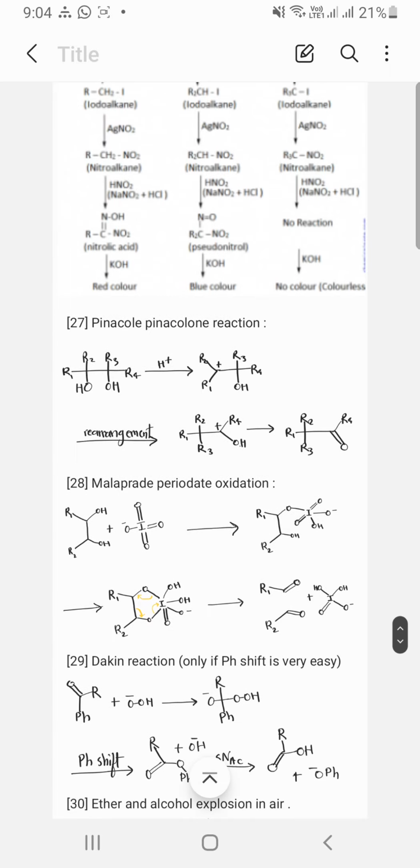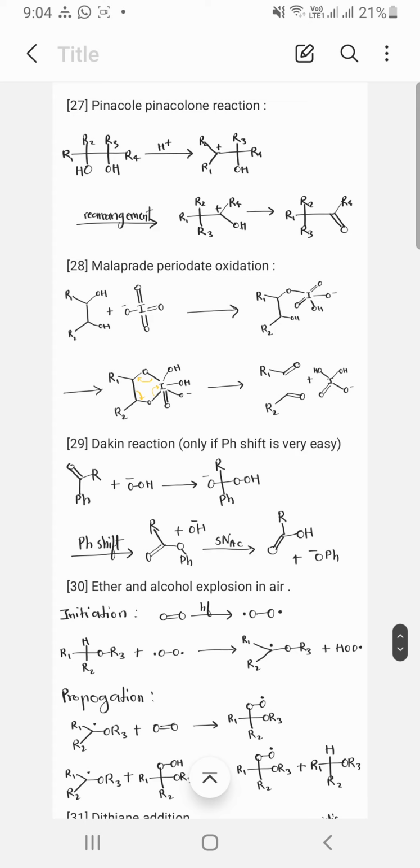Pinacol reaction. So this rearrangement, yeah, it can create a more stable product, and that's why it happens. Periodic oxidation, it's weird basically. I mean, iodine at +7 oxidation state, right? If that's not weird, then what even is it? So it does something like that.